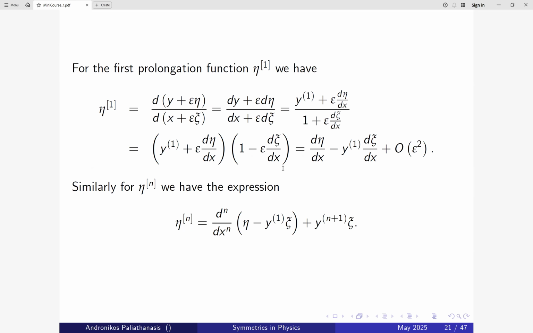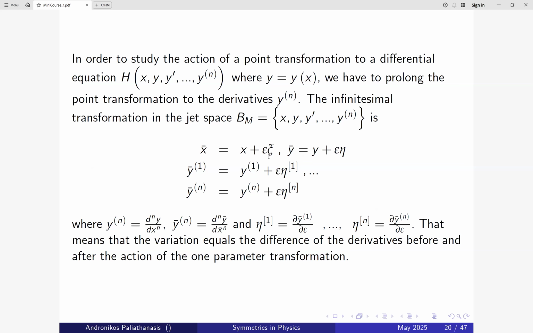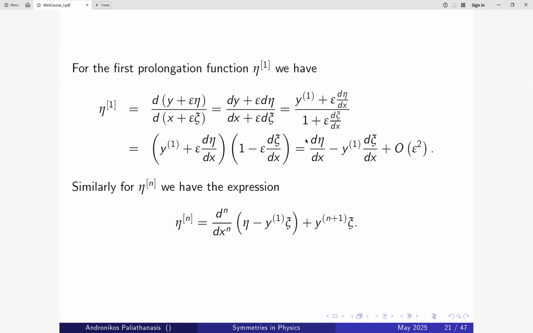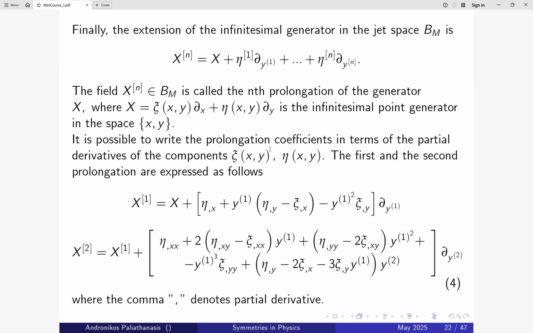Eta and C are functions now of X and Y. So these are total derivatives. We'll have partial derivatives. So we express eta 1, eta 2 and eta 3 in terms of the first derivatives for the first and second prolongations. As you can see, this is the eta 1 and this is the eta 2. A comma denotes partial derivative with respect to the variables x and y.